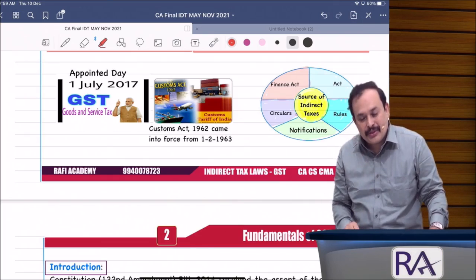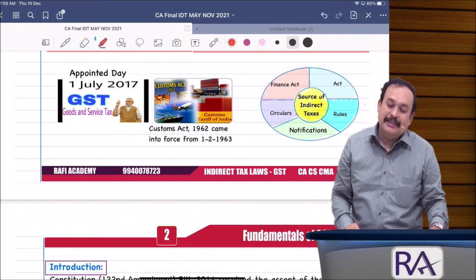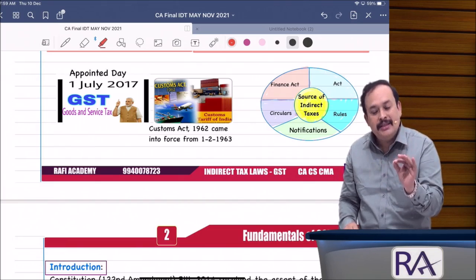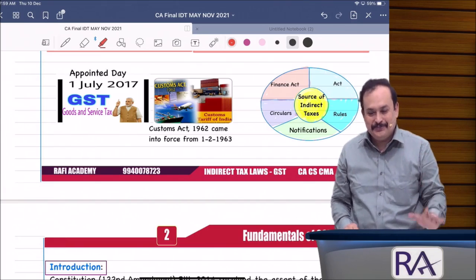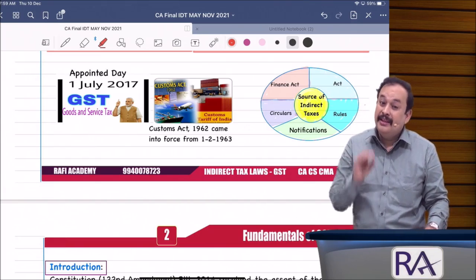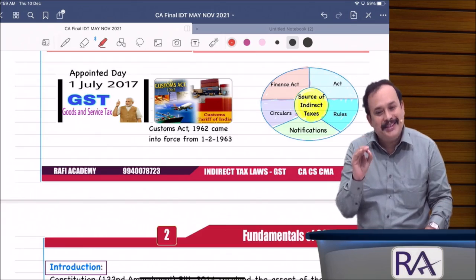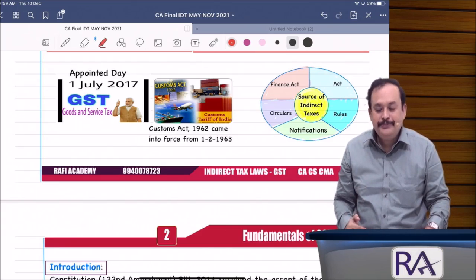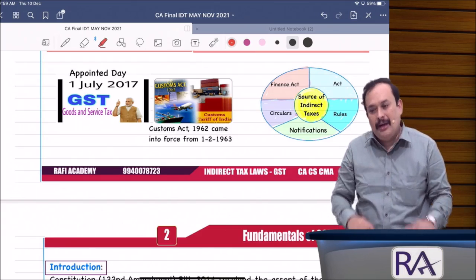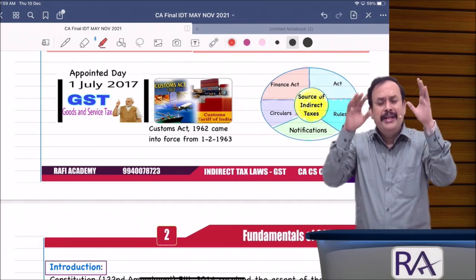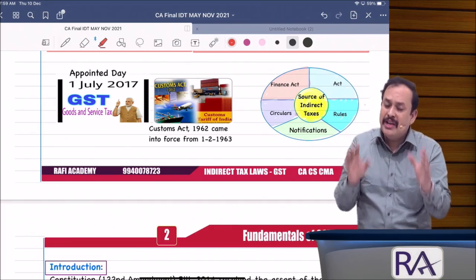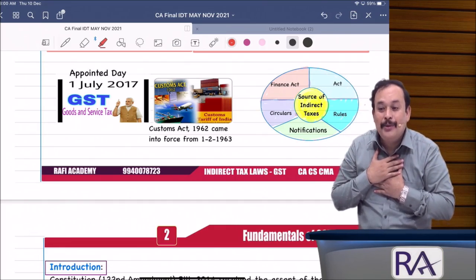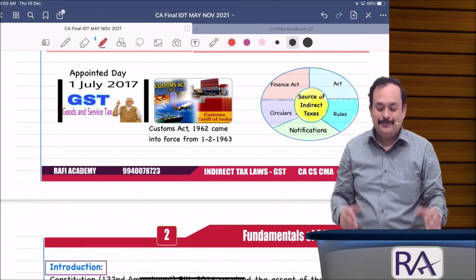Dear friends, at present we have 28 states and 8 union territories. Today's scenario, with the latest updations, I am telling you. All over India, 28 states as well as 8 union territories, we have today our goods and services tax.